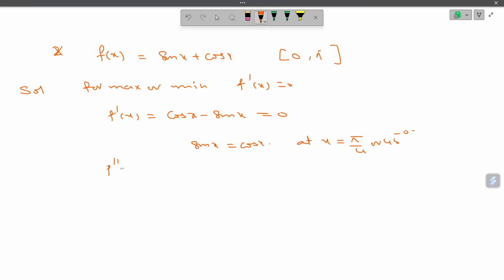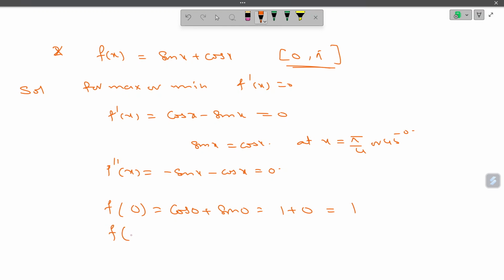So if we go for f double dash x, it will be minus sin x minus cos x. The given interval is 0 to pi by 2. So therefore f of 0 is cos 0 plus sin 0. Cos 0 is 1, sin 0 is 0. Answer is 1. Suppose f of pi by 2 is there: cos pi by 2 plus sin pi by 2. Next, one more value we have.